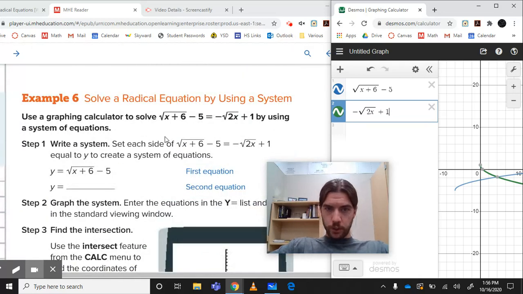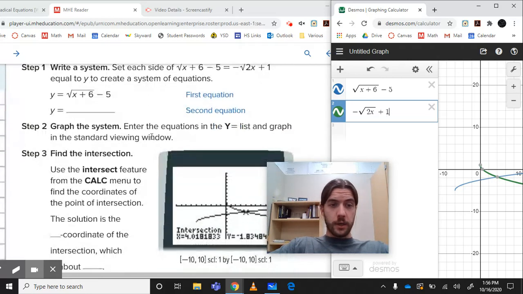Our solution is the x value, right? We're saying what x value makes this work? Well, one of these expressions defines this blue curved line. One of them defines the green curved line. And where they are equal to each other is only at the location x equals 4.018. Okay, and that's as easy as it is when you have technology on your side.